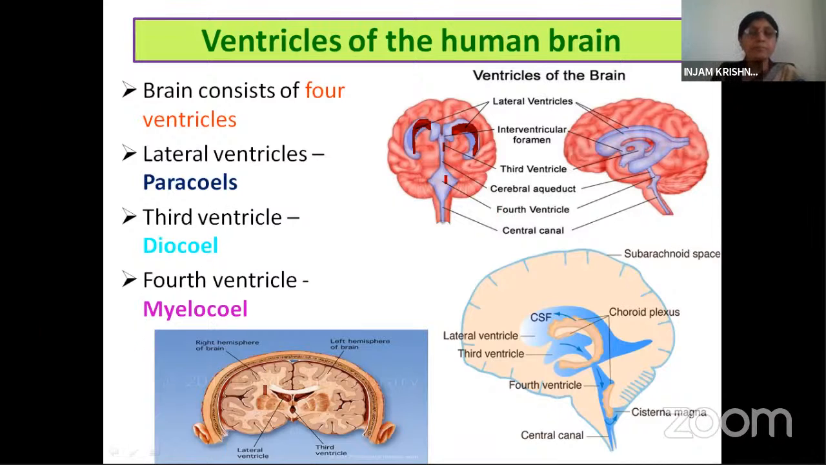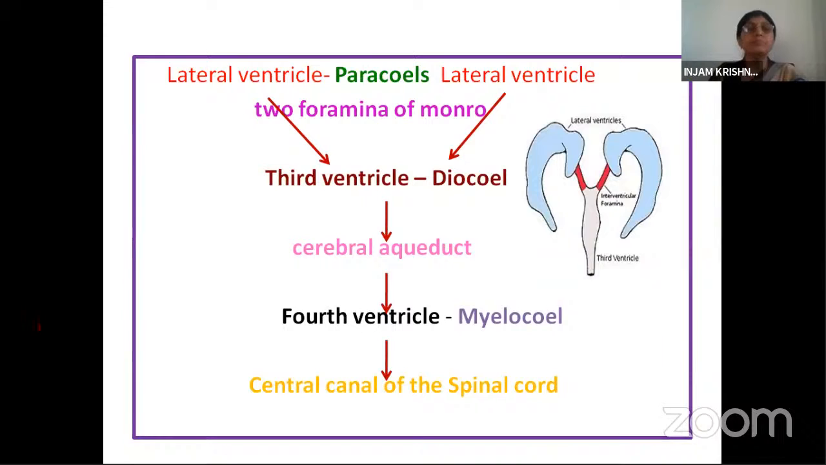Here you can see, this is the cerebral hemisphere. This is the left hemisphere. This is the right hemisphere. They are connected by the corpus callosum. Here you are able to see this one lateral ventricle. It is the other lateral ventricle. Here the third ventricle. Here you are not able to see the fourth one. Later we can see that.